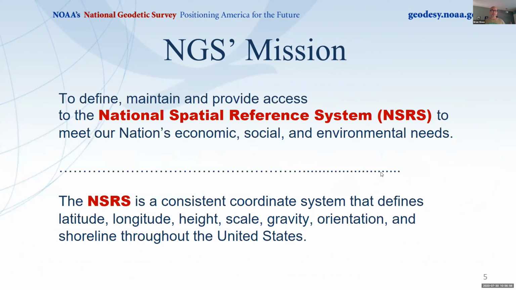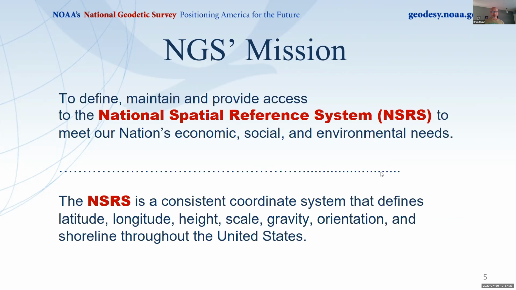So what is our mission today? Our mission is to define, maintain, and provide access to the National Spatial Reference System to meet our nation's economic, social, and environmental needs. What this means is providing accurate positioning, allowing roads to be built properly, bridges to be constructed, floodplains to be mapped, and emergency evacuation routes to be planned where it's not going to be flooded. All of those things rely on accurate positioning, which is the main purpose of the National Spatial Reference System.